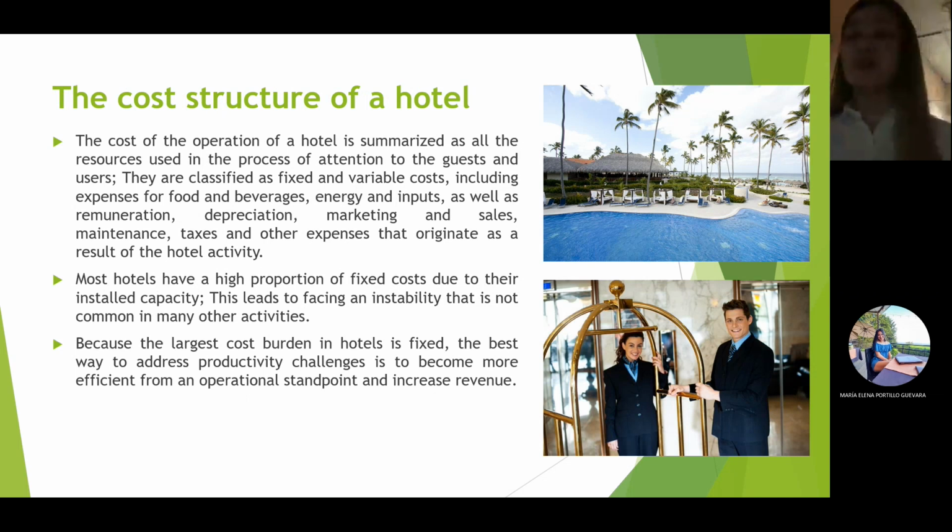So, the cost structure of a hotel. The cost of the operation of a hotel is summarized as all the resources used in the process to serve guests and users. They are classified in fixed and variable costs, including expenses for food and beverage, energy, and inputs, as well as remuneration, depreciation, marketing and sales, maintenance, taxes, and other expenses that originate as a result of the hotel activity.